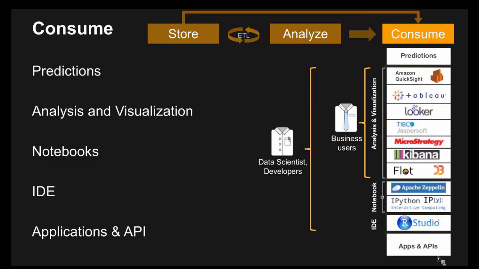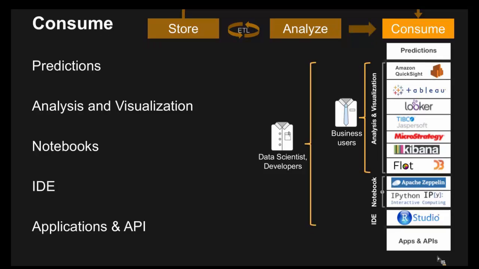RStudio is fairly popular. The other piece, on the consume side, is also apps and APIs. In addition to human consumers, you also have other consumers consuming this. I will touch on this a few slides later, during the Lambda architecture slide, as to how you build a downstream application on top of a consuming layer as well.